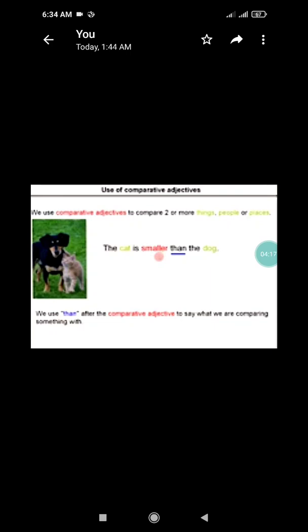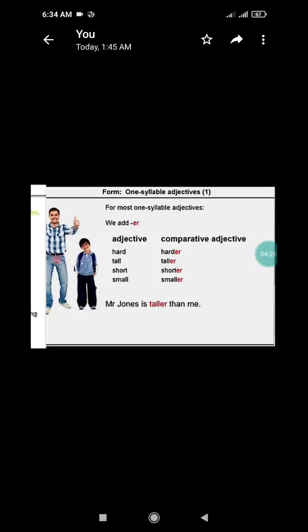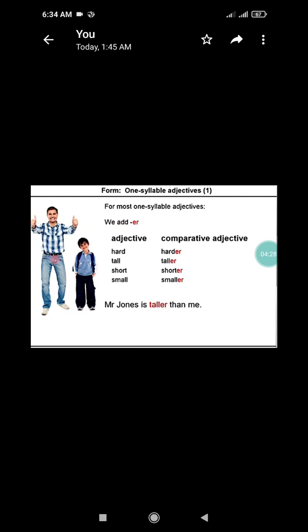Now let's look at the rules and the spelling of the form of comparative adjectives. First of all, the rule for the form of one syllable adjectives: we add er. For example, hard, harder, tall, taller, short, shorter, small, smaller. Mr. Jones is taller than me.